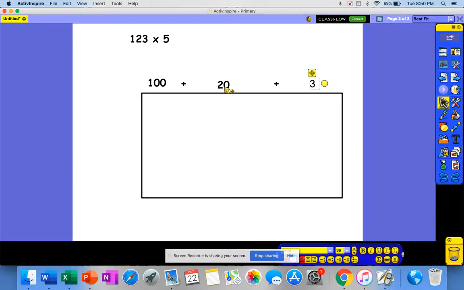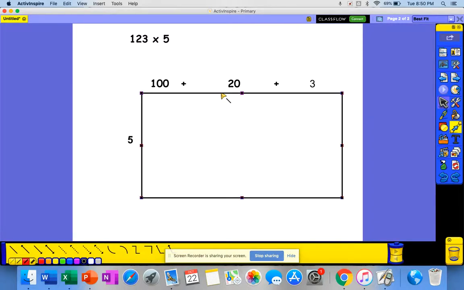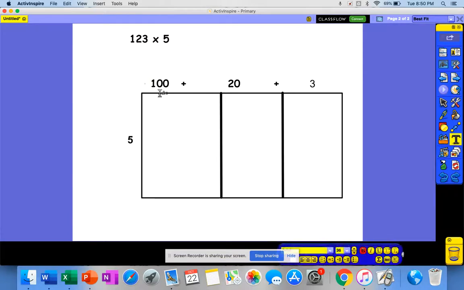Okay, so I'm going to move those over. And then I'm going to put my 5 on this side. All right, so there we go. Then again, we're just going to box those out, and they're going to multiply each box. So I'm going to say 100 times 5, and that is 500.